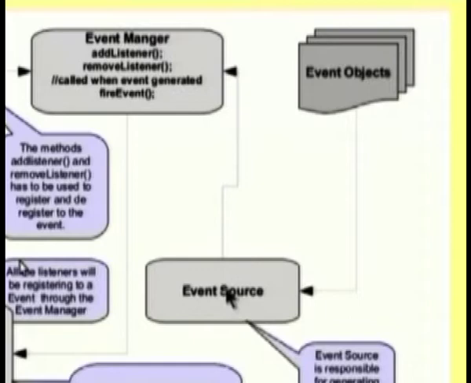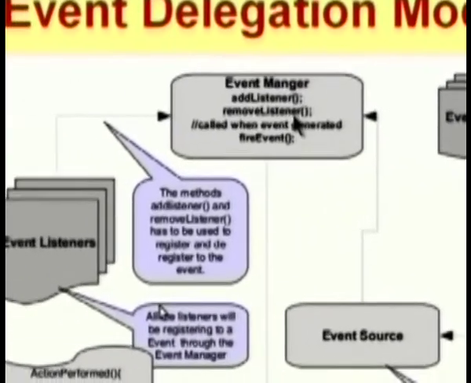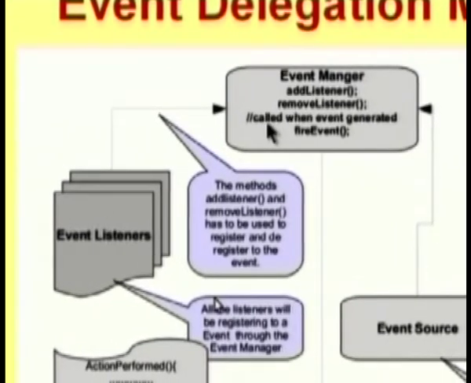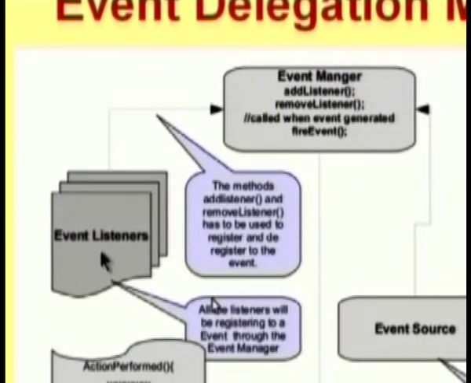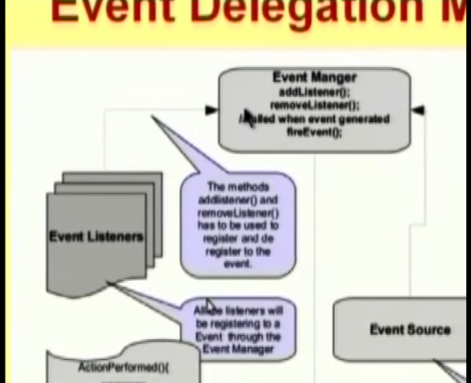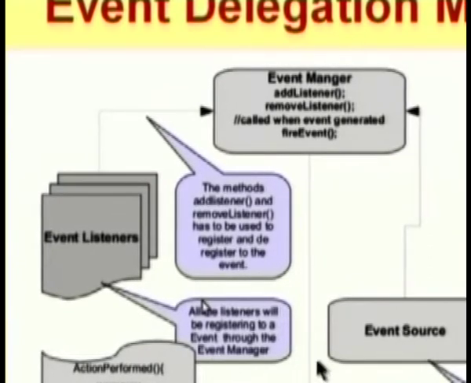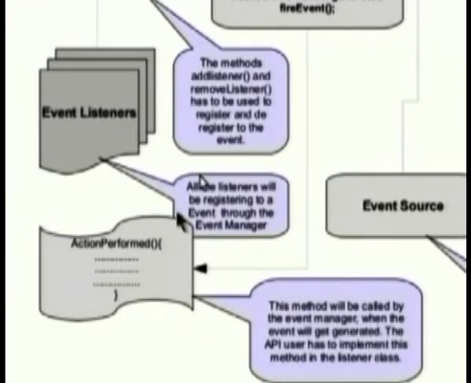So, the created event objects are captured by the event manager, provided the listeners have been registered for those particular events. If the listeners for those events are registered, then only can the event manager identify that for this particular event there are handlers that need to be called. Now, whatever methods we have are called by the event manager. So, the API user has to implement the methods in the listener class.